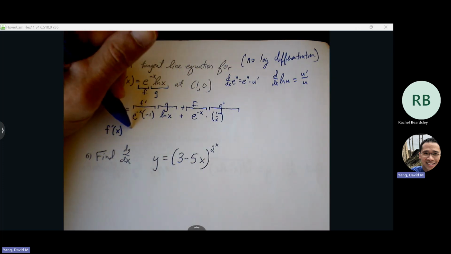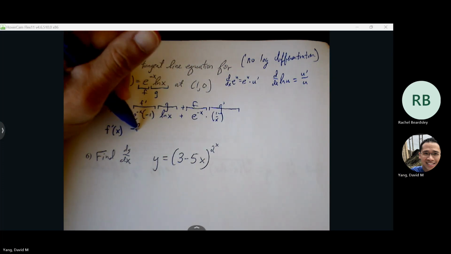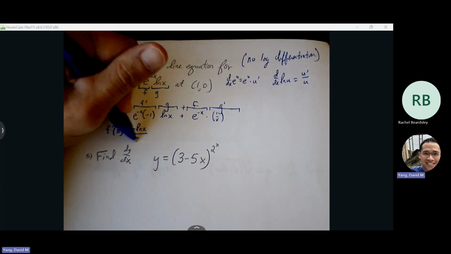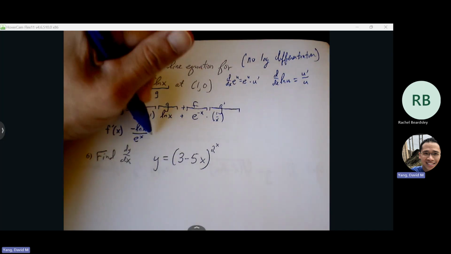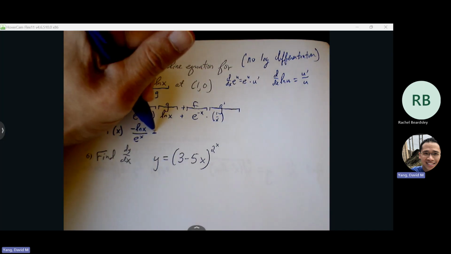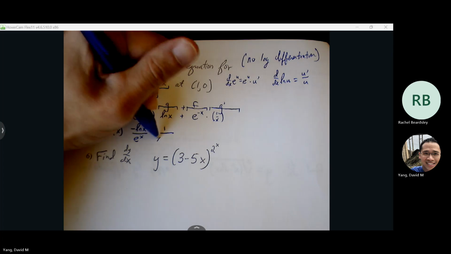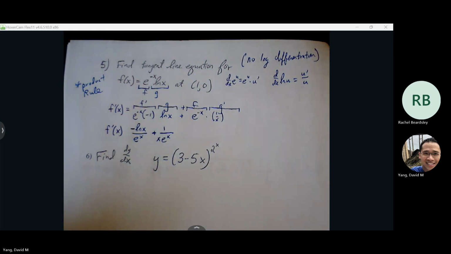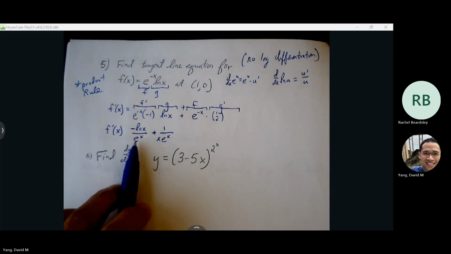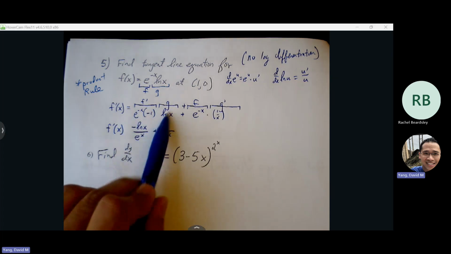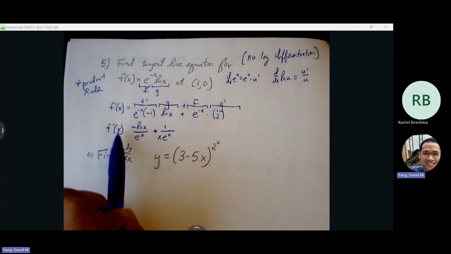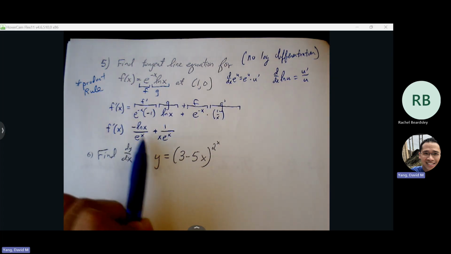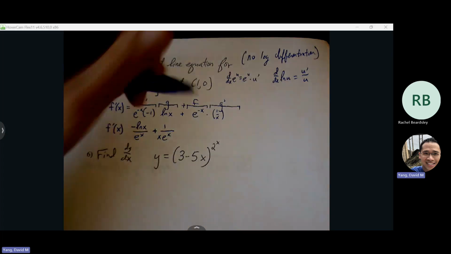You can plug it in as is. I just like to do a little bit of cleanup so that I'm plugging into a positive exponent rather than a negative exponent, but it's up to you. So I just merged this into one fraction. I pushed the e to the x down to the bottom. Okay, so now I have my derivative function. Replace every x with 1.